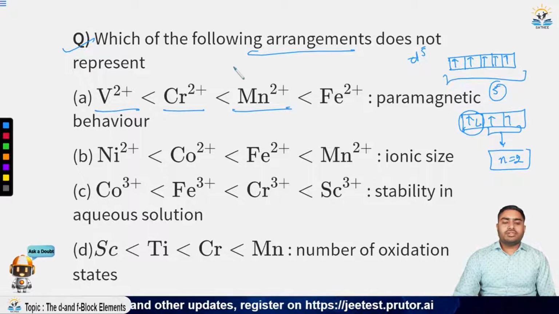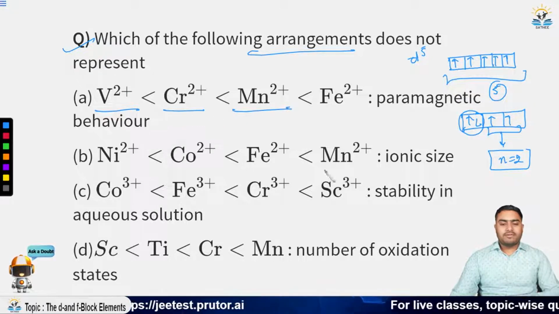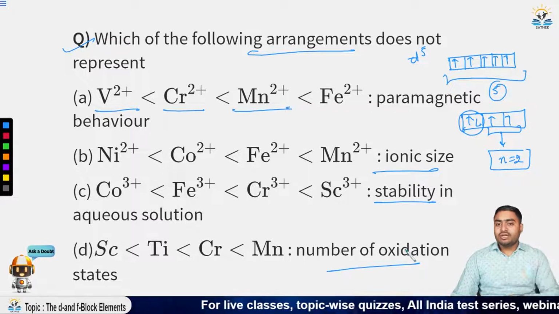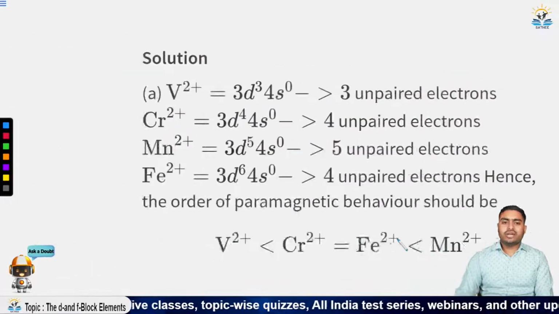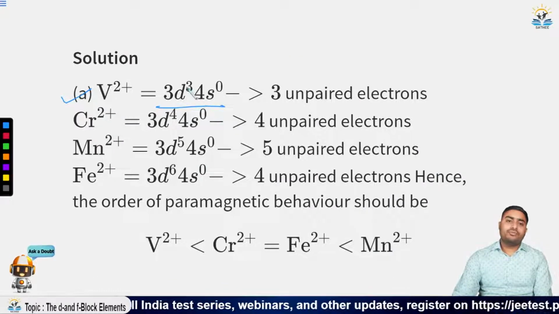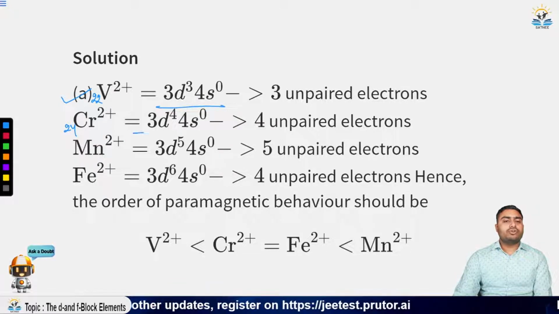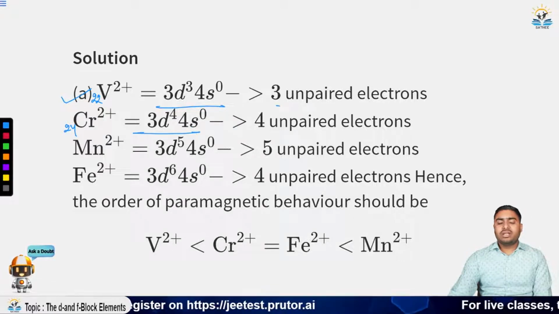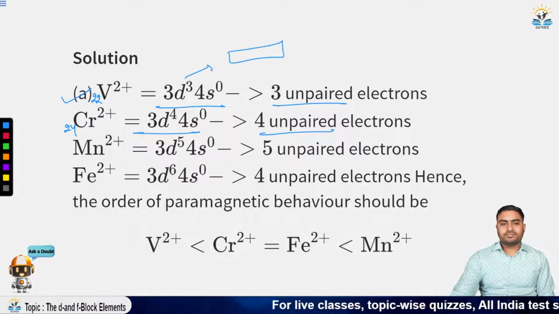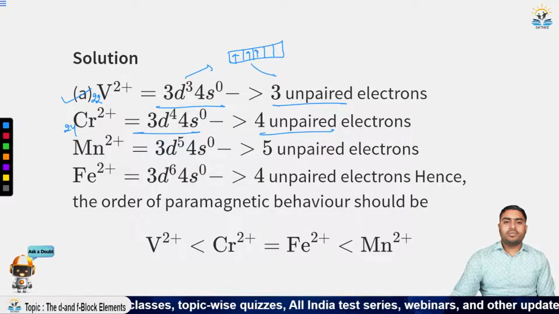So you can see, which of the following arrangements does not represent paramagnetic behavior. This is the paramagnetic behavior, this is for ionic size, this is for stability in aqueous solution, and this is for the number of oxidation states. So you have to write the electronic configuration, then you have to check. If I go with option A, V2+, the electronic configuration will be 3d3 4s0, atomic number 23. Chromium atomic number is 24, electronic configuration will be 3d4 4s0. So 3 unpaired electrons, 4 unpaired electrons. As I told you, if you fill electrons in the d subshell, you can see 1, 2, 3. So how many unpaired electrons are there?